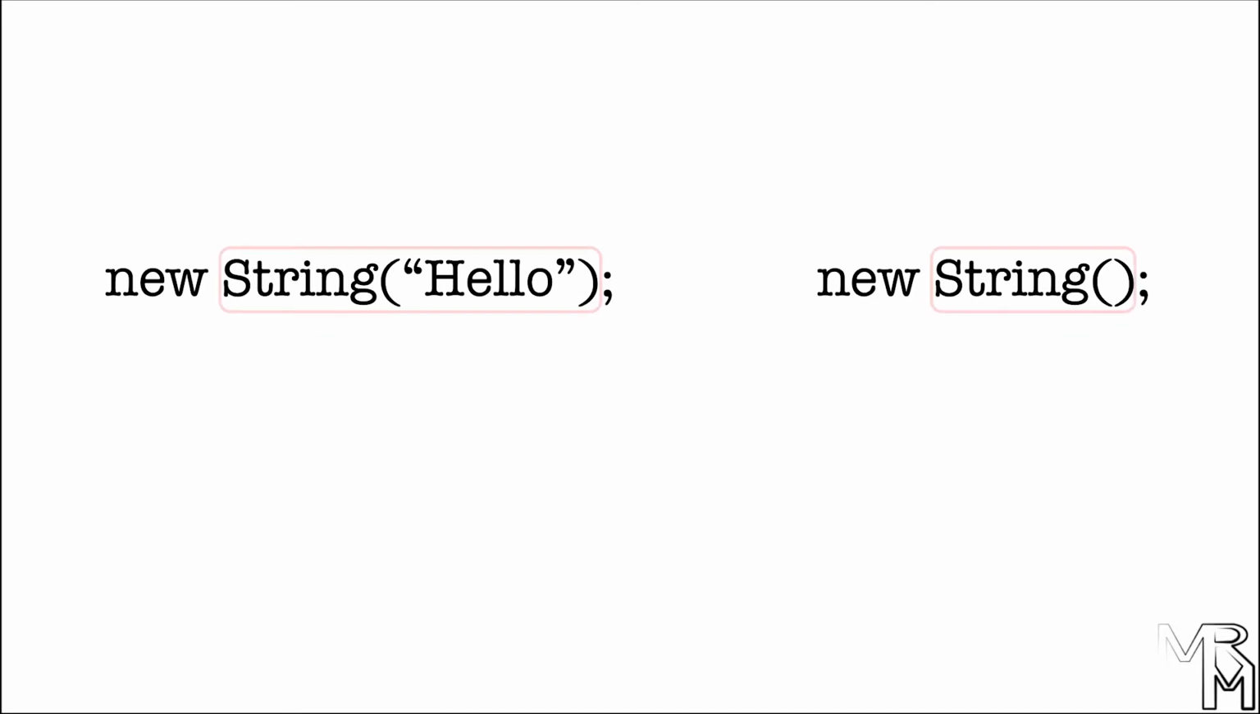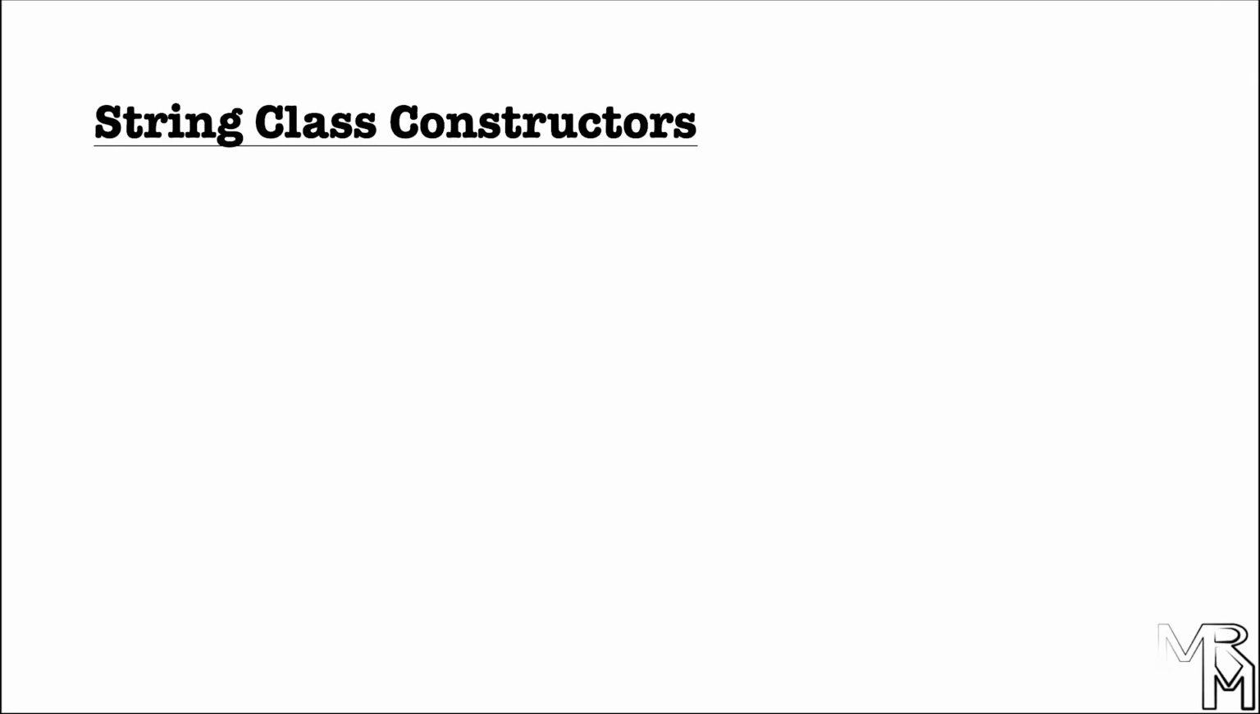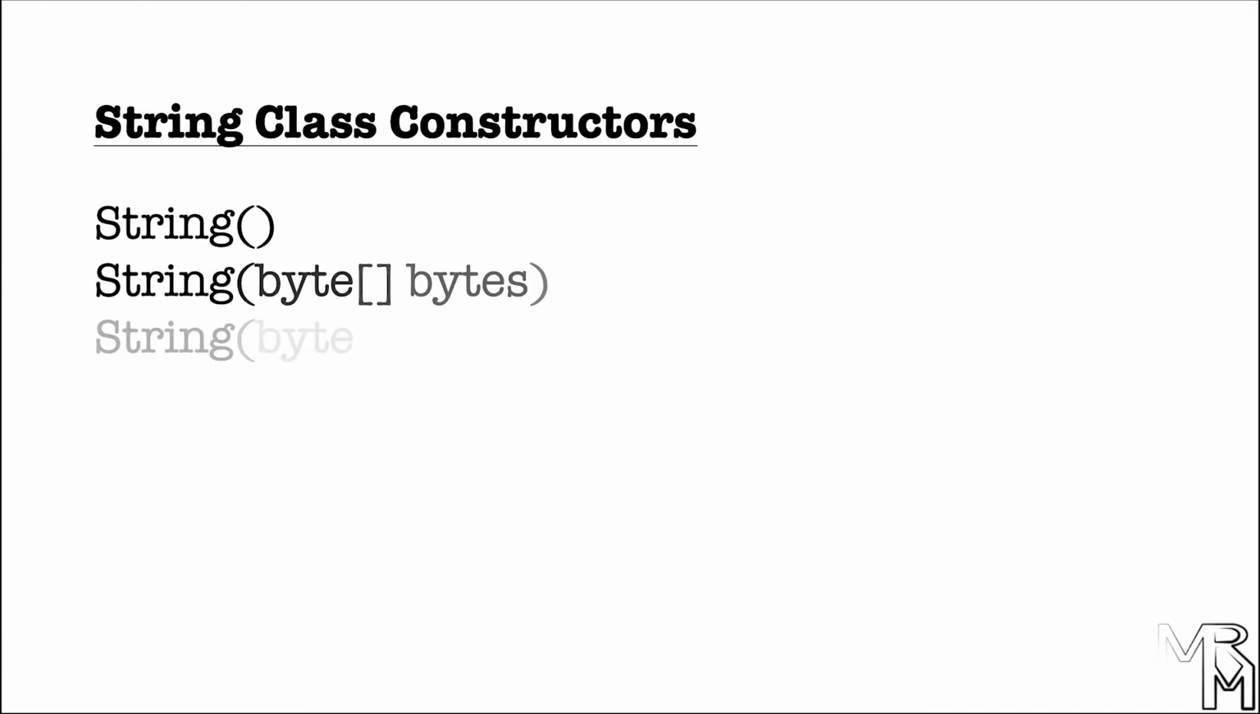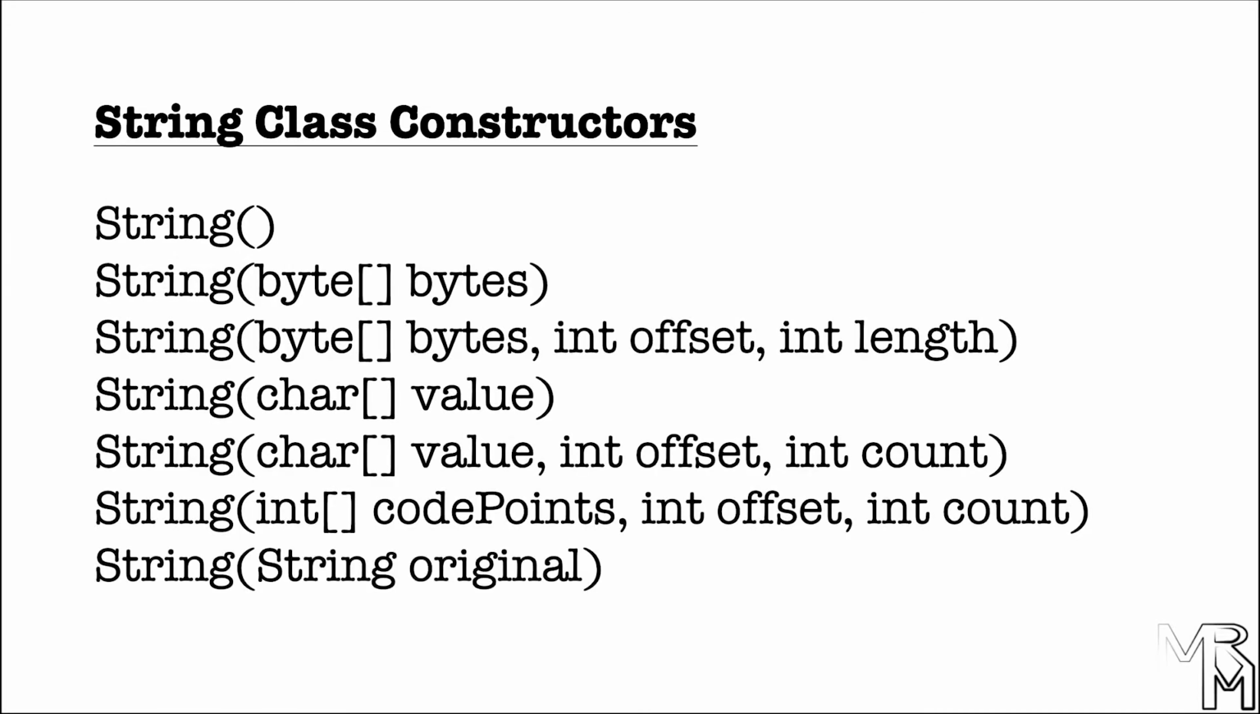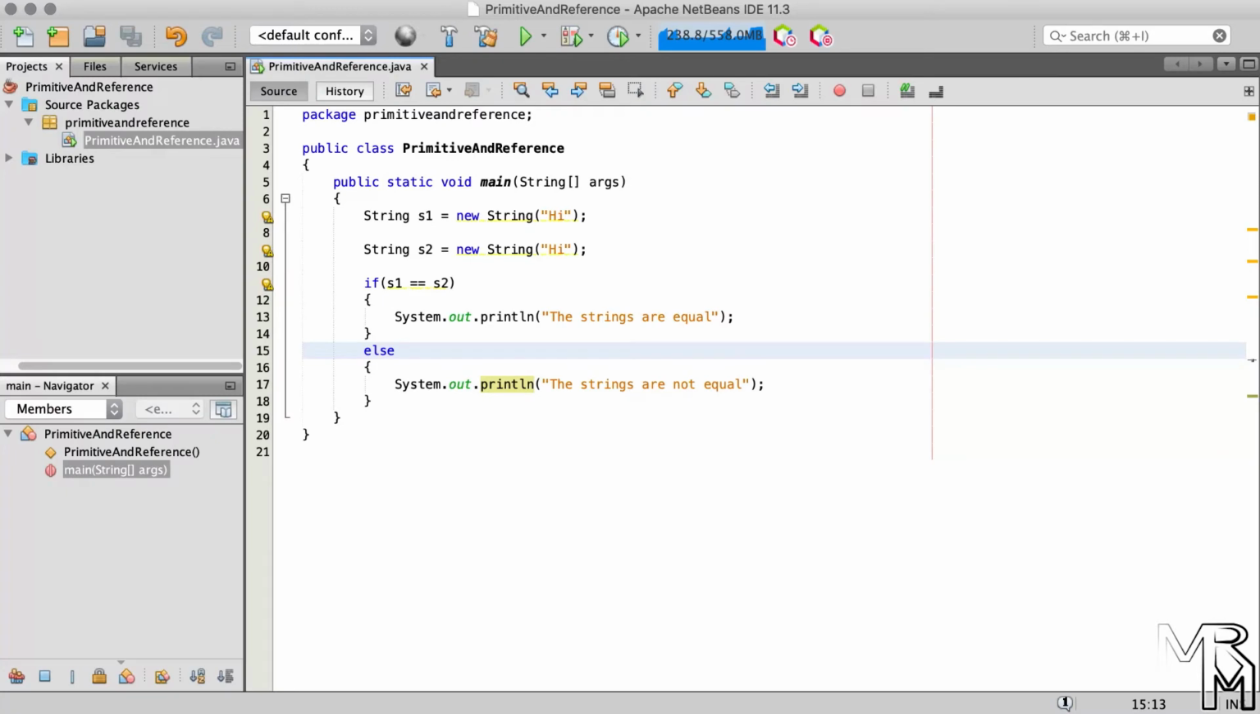In this example, we call a string constructor that takes a string as a parameter, and a string constructor that doesn't take any parameter at all. In fact, the string class has a lot of constructors, some of which you can see on the screen. This means that you can create a string object using different types of data to initialize the newly created string object.